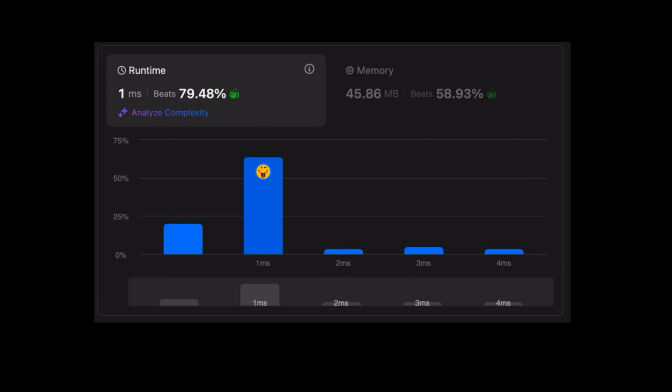This code, when submitted on LeetCode, beats 79% of the submissions in terms of runtime and nearly 59% in terms of memory.